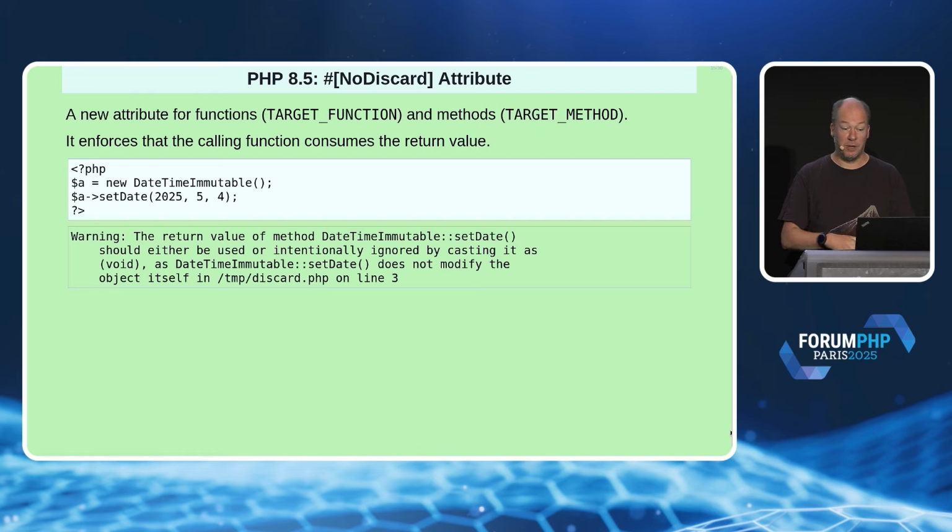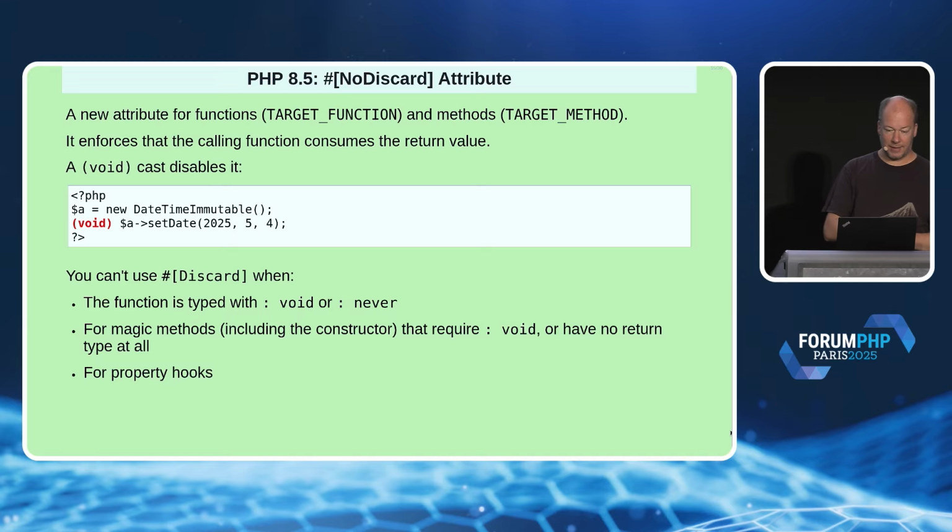So if you do this now in PHP 8.5, you will get a warning shown for you, saying that you need to make use of the return value. Now this is built in to the built-in class datetime immutable, but the no discard attribute is also something you can use yourself. So if you have an API where it is really important that the return value gets used, you really want to make sure that the consumers of an API check the error code, for example. Then you can use this attribute to tell users of your API that you really need to be using the return value out of this object.